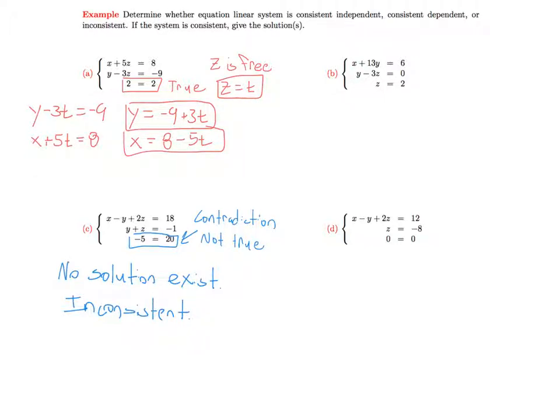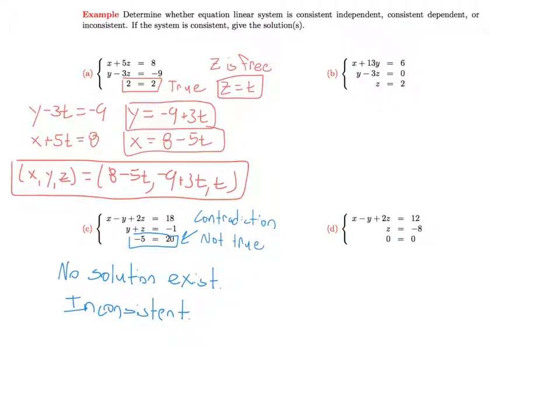So we have solutions of the form x, y, z is equal to 8 minus 5t, minus 9 plus 3t, and z is equal to t. And since we have a solution, we have many solutions, we say that part A is consistent. And since we have a free variable, that means we have infinitely many solutions. We say that this is dependent. So part A is a consistent dependent system.